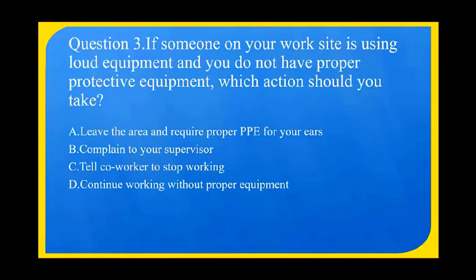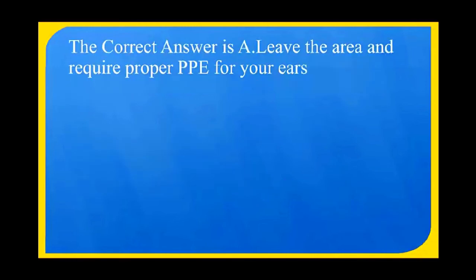Question 3. If someone on your work site is using loud equipment and you do not have proper protective equipment, which action should you take? A. Leave the area and require proper PPE for your ears. B. Complain to your supervisor. C. Tell co-worker to stop working. D. Continue working without proper equipment. The correct answer is A. Leave the area and require proper PPE for your ears.